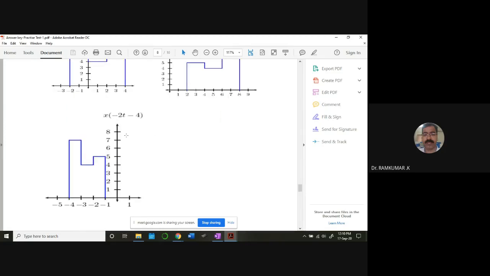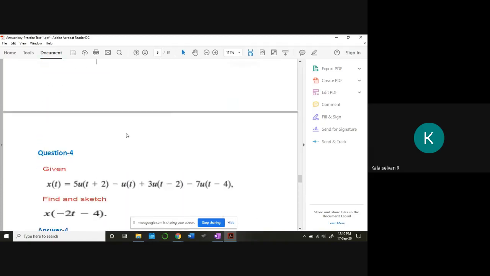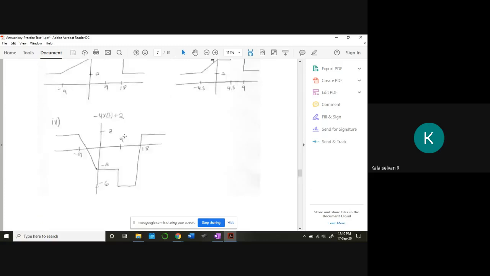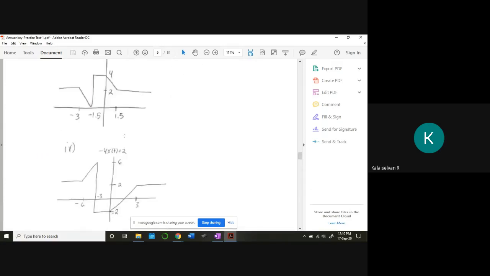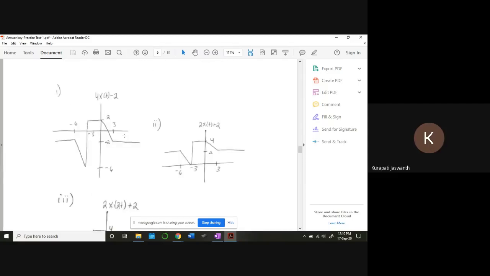Sir, in the above question, I have a doubt about 4x of t minus 2. Is it time scaling or amplitude scaling, sir? No, this is only amplitude scaling. See, t is inside. Look at that. The independent variable t is inside the bracket. Whatever operations you are going to perform on t, it should be inside the bracket.